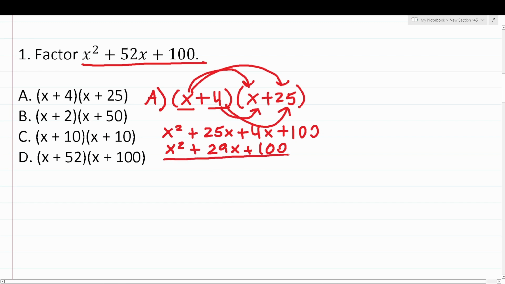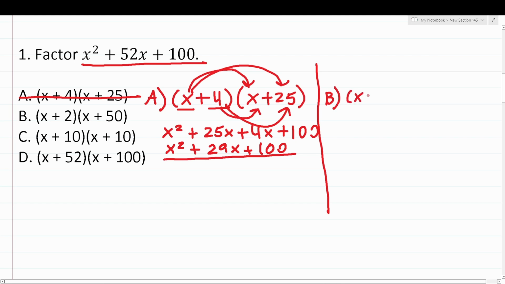Does this x squared plus 29x plus 100 match x squared plus 52x plus 100? No, you can see that we have 29x and 52x here. So because of that, I know that A is not the correct answer choice. All right, let's go ahead and expand B now.